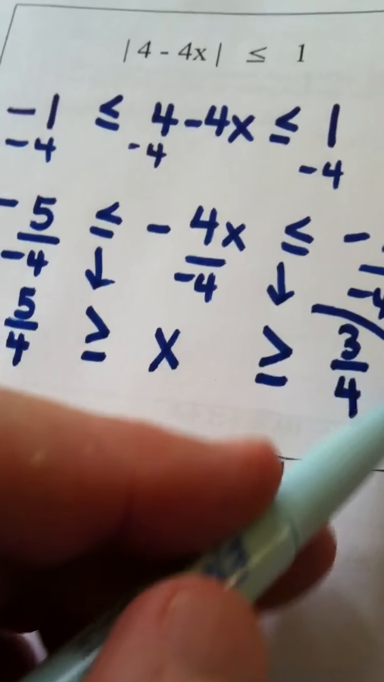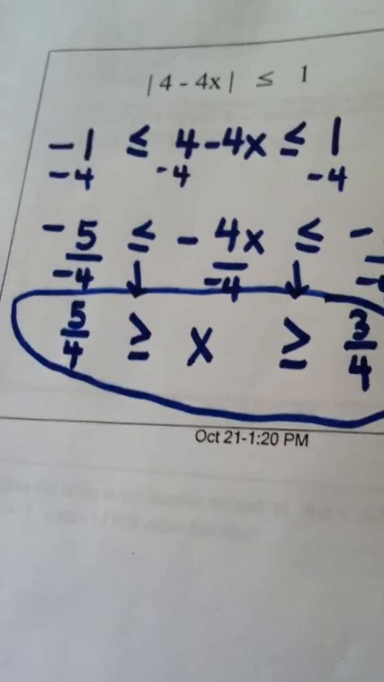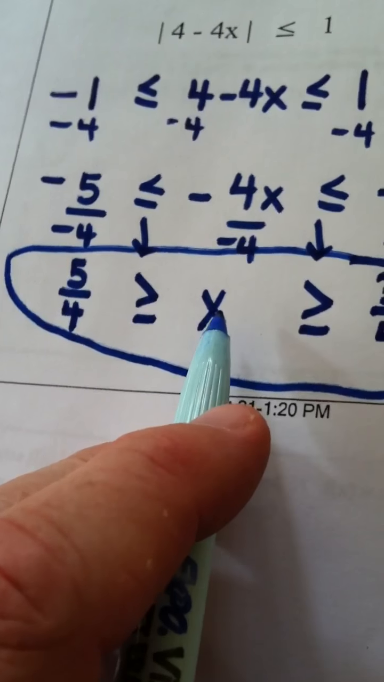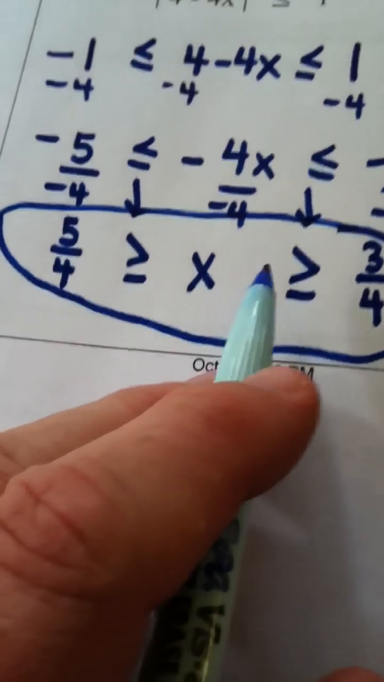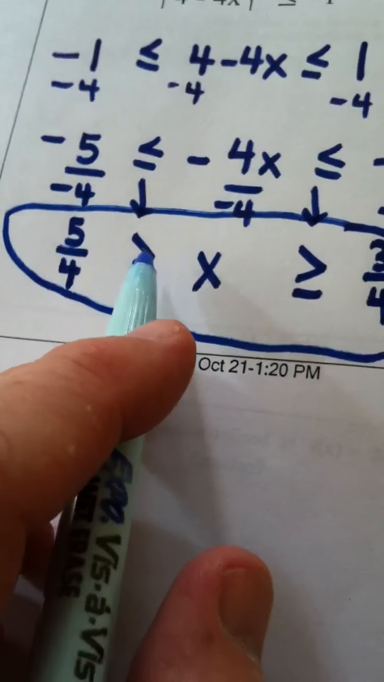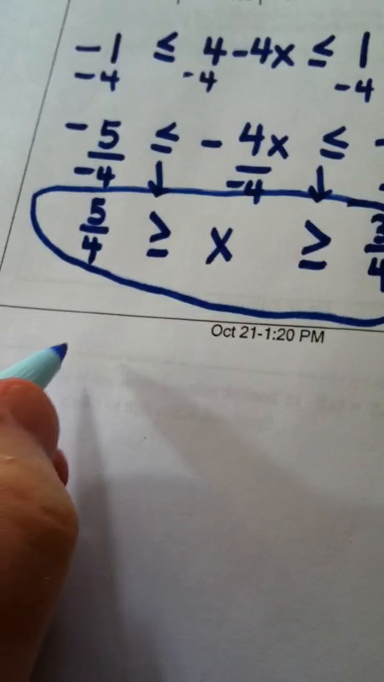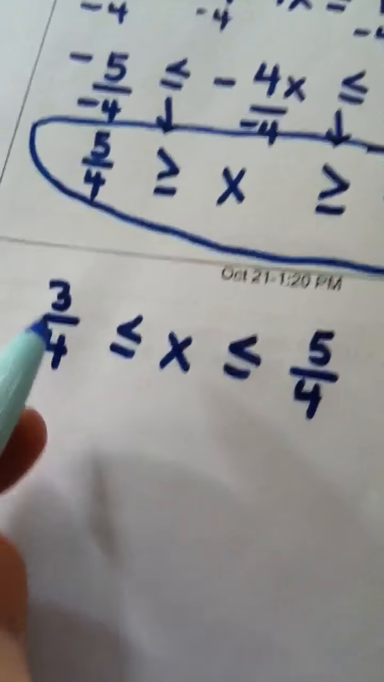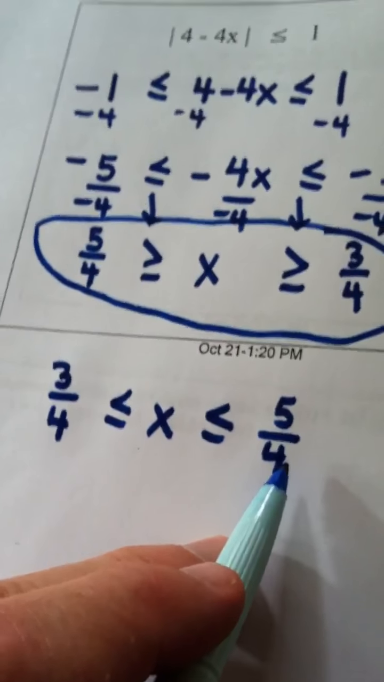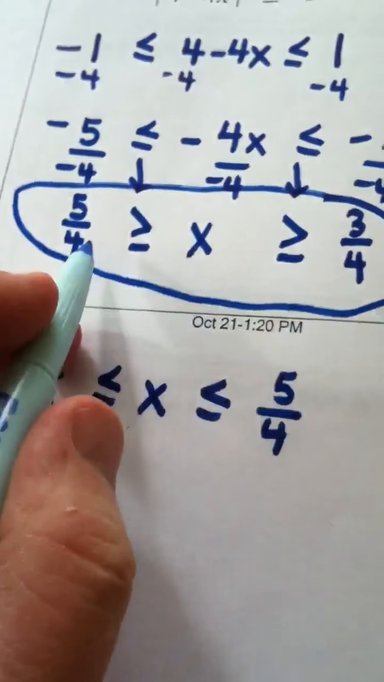Now, this is a weird little thing to read, okay? But basically what it's telling me, read from the x with me. X is greater than or equal to 3/4, but at the same time x is less than or equal to 5/4. So what it's really telling me is we are sandwiched in between 3/4 and 5/4.